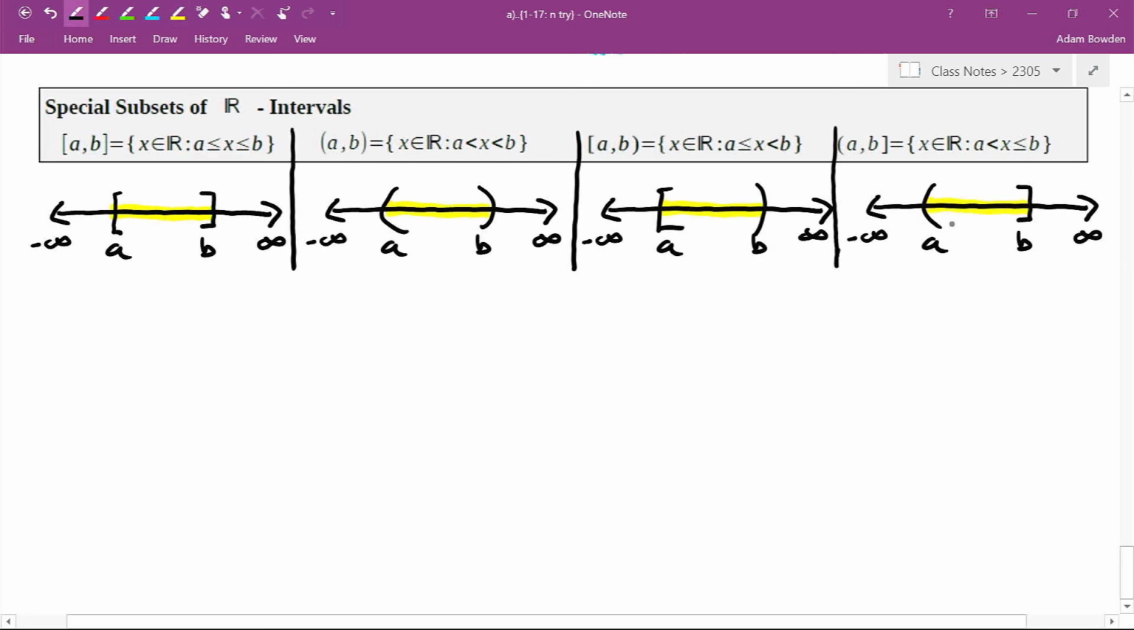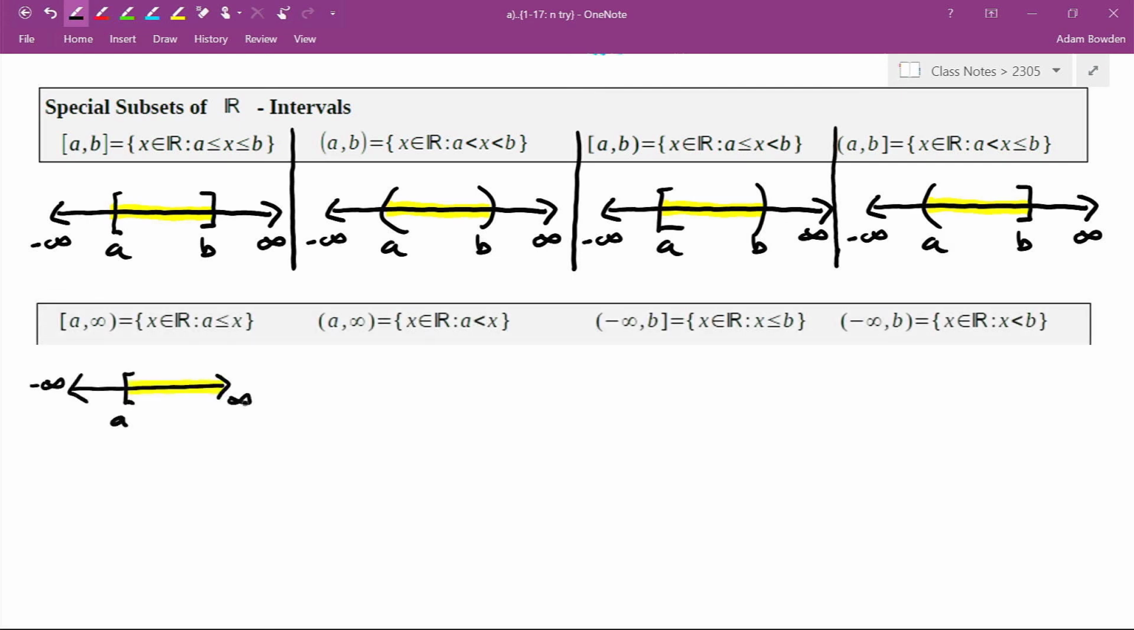And so we can have some other combinations here, such as what we call the open interval, which uses parentheses instead of brackets. The open interval of a comma b is equal to the set of all x in the real numbers such that a is less than x, less than b. We can have the half closed, half open interval, bracket a comma b parenthesis. That would be the set of all real numbers x such that a is less than or equal to x, less than b. Or we can have the half open, half closed interval, parenthesis a comma b bracket, which is equal to all x in the real numbers such that a is less than x, less than or equal to b.